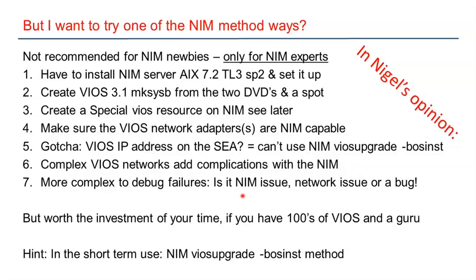If, of course, your NIM fails, you're in hyperspace. It was doing something. There is a log file. I've got a list of the log files later on, trying to work out, well, what happened? Is it a NIM issue? Is it a network issue? Did I get the wrong parameters in the options? Maybe I just hit a bug. It's very difficult to determine those. As opposed to the viosupgrade command, where you're sitting there looking at the screen while it does things.